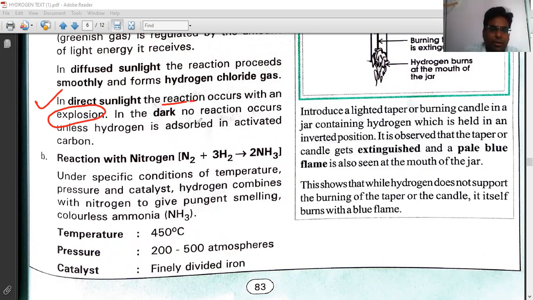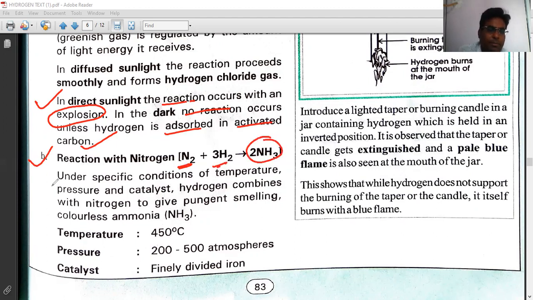But in the dark, no reaction occurs, unless hydrogen is absorbed in activated carbon. In the dark there will be no reaction with chlorine. Now look at the next point, B. When nitrogen reacts with hydrogen, it forms ammonia.